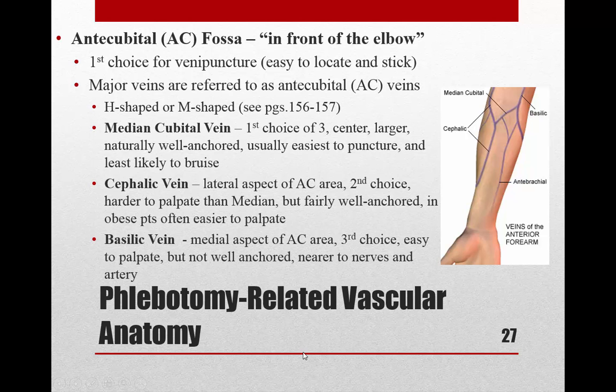Your basilic vein is your third choice. It's going to be on the inside one over here. It's easy to palpate, but it's usually not very well anchored. It's closer to nerves, and it's closer to the brachial artery there. So it's not our first choice. It's our third choice, but it is still in the top three before we would go to the back of the hands or somewhere else.